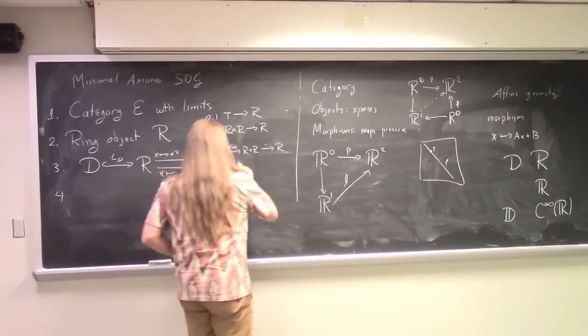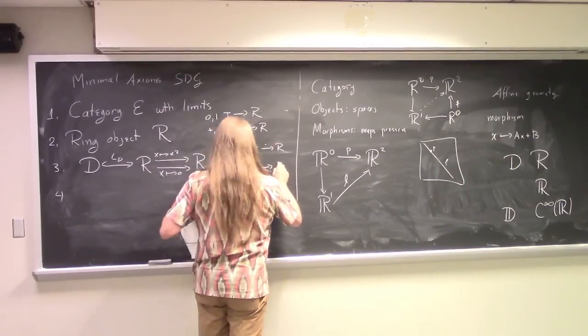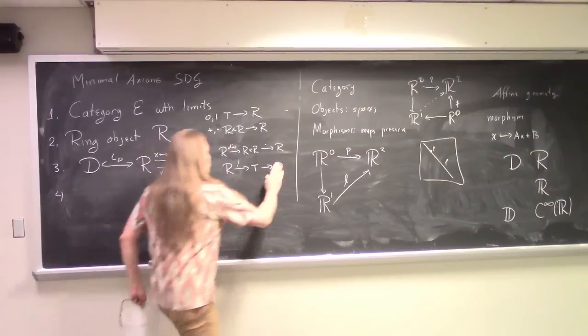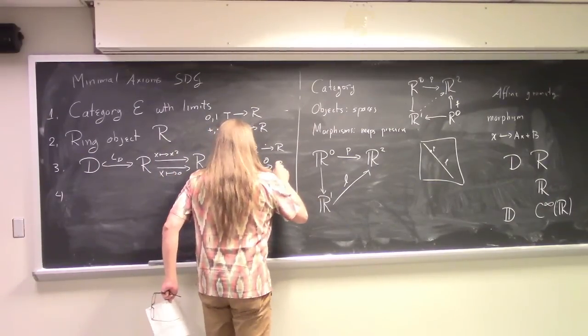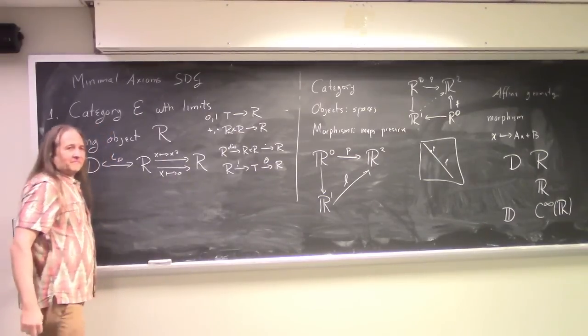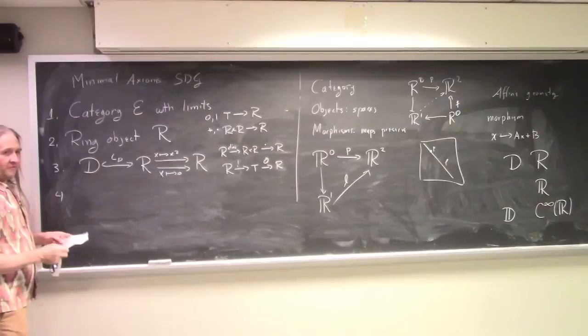Just to be complete, I wrote the bottom map, x goes to 0. That is, first you go to the terminal object and you pick 0 out. All right, just for completeness.